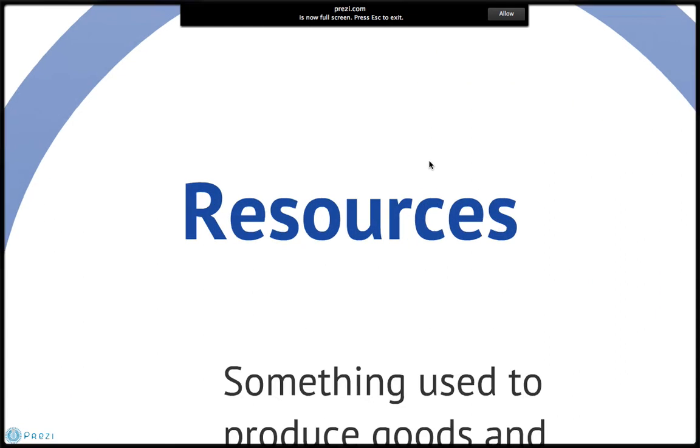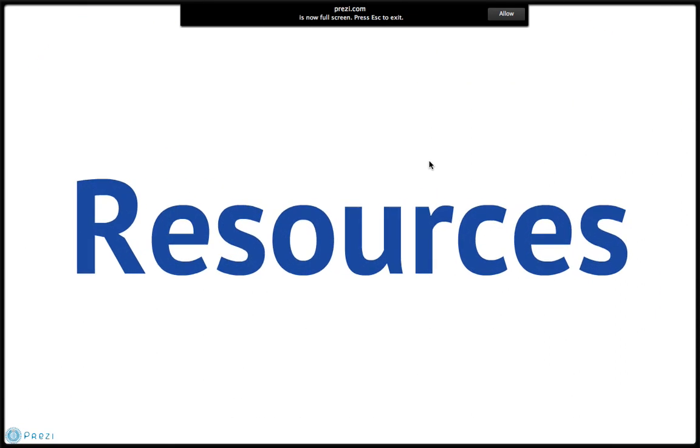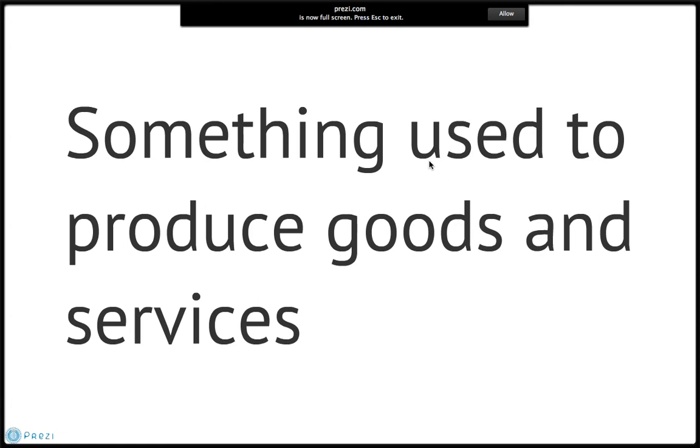Now, first of all, resources. What is a resource? A really simple definition that I'd like for you to make sure you get in your Prezi guide: a resource is something used to produce goods and services. Now, what in the world is a good and a service? Can anyone just think about what the difference between a good and a service is?